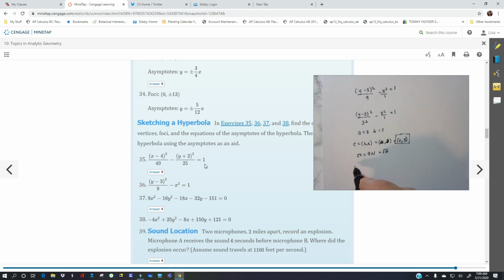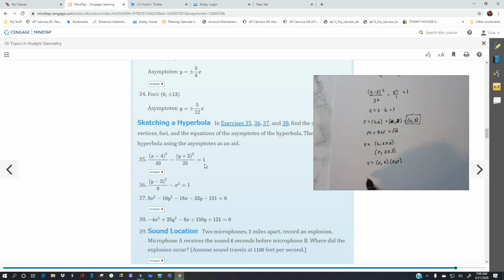Okay, the vertices, well, this is going to be a vertical axis. So the vertices are going to be at h, comma, k plus or minus a, right? So h was 3. Oh, sorry, h is 0. I keep doing that. And then k is 3 plus or minus a, which is 3. So our vertices are going to be at the points 0, 3 plus 3, which is 6, and 0, 3 minus 3, which is 0. The foci are going to be at h, comma, k plus or minus c.